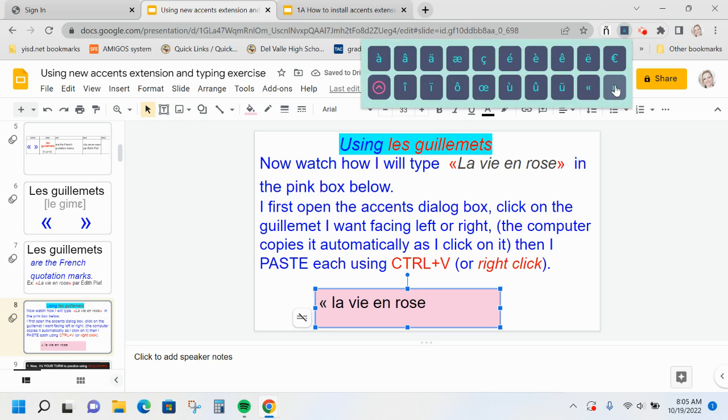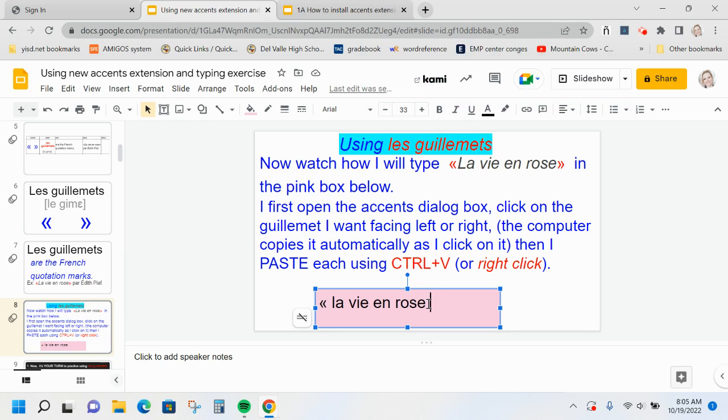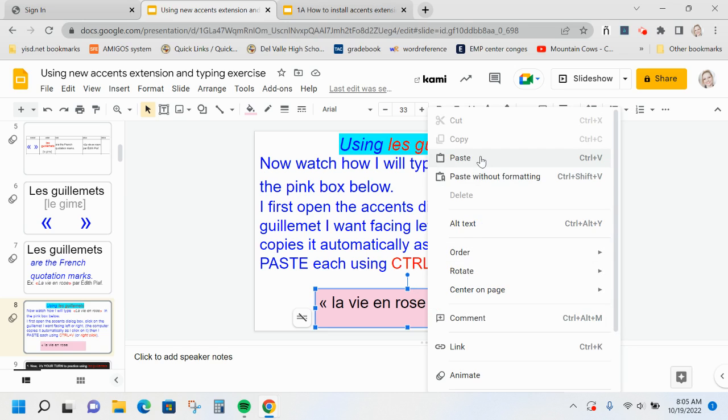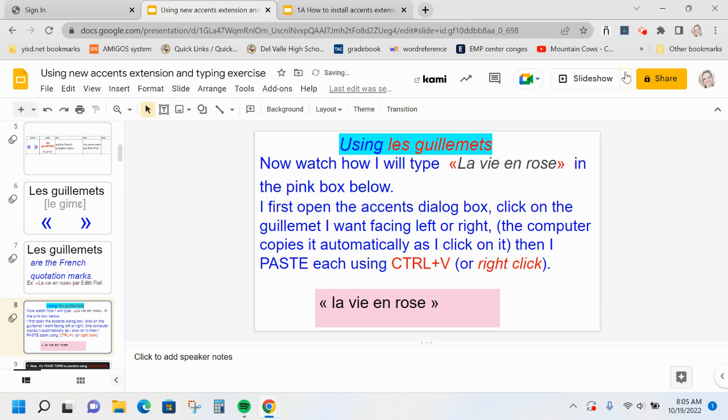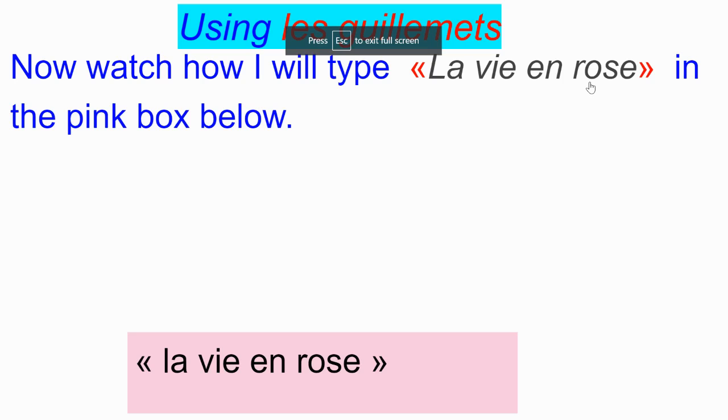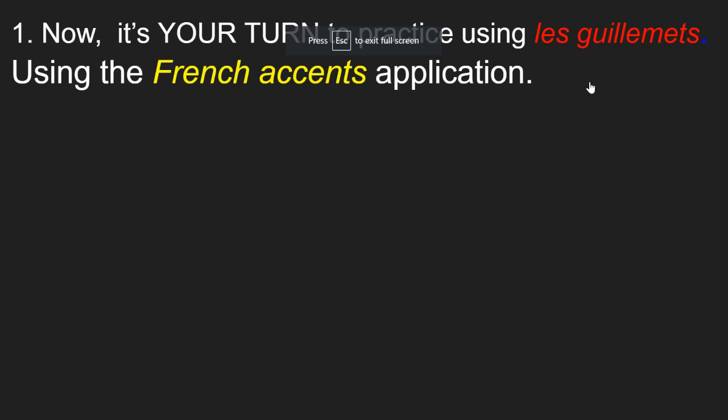Then I need the other guillemets facing right. Go back in there, click on it. It automatically copies it. All I need to do is go back into my text, and I can do CTRL+V or right click and paste. And there you have it. All right, so you're going to do that for yourself. Now it's your turn to practice using les guillemets.